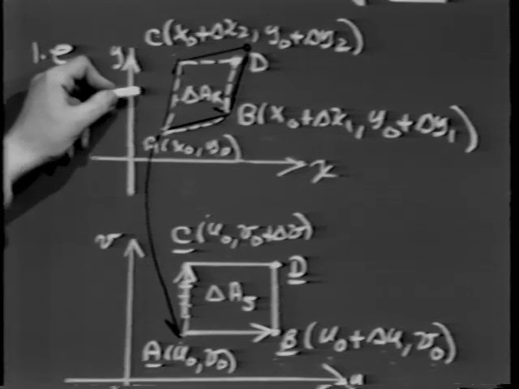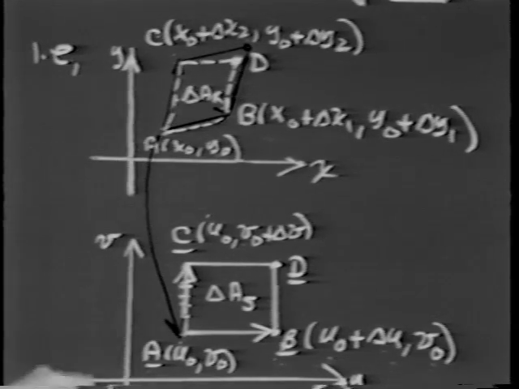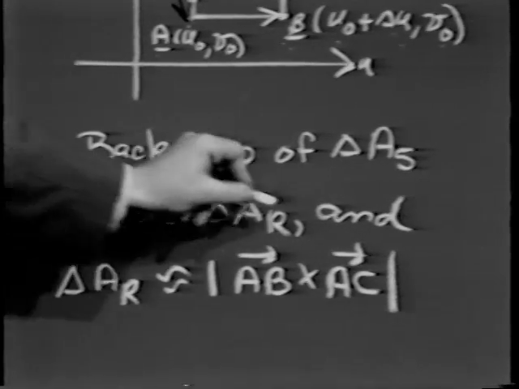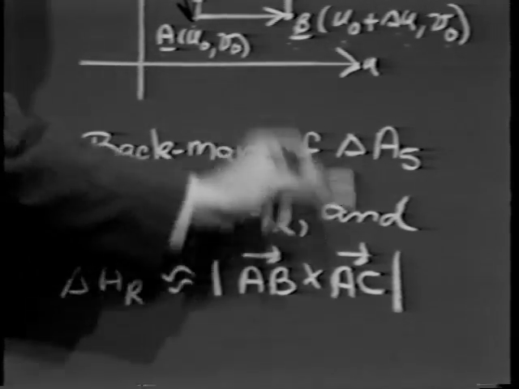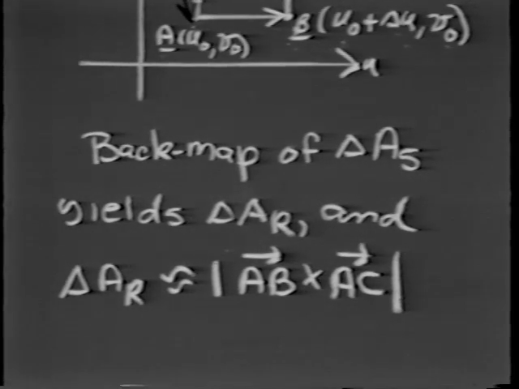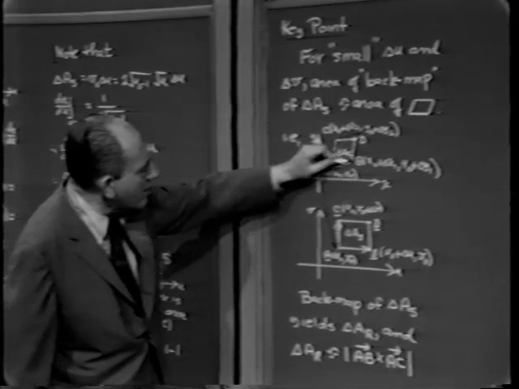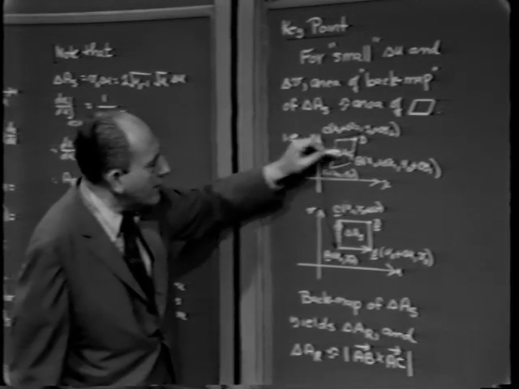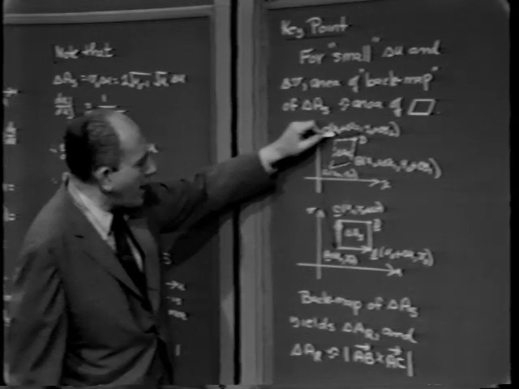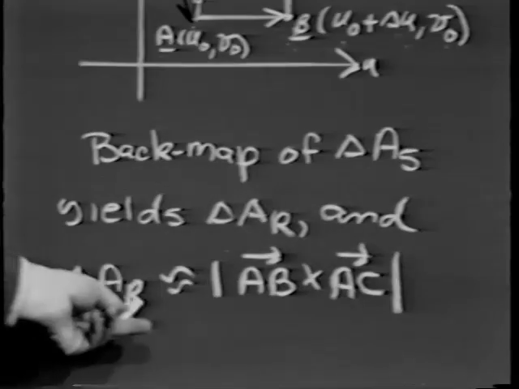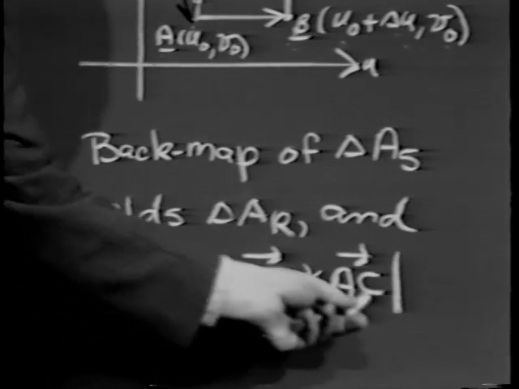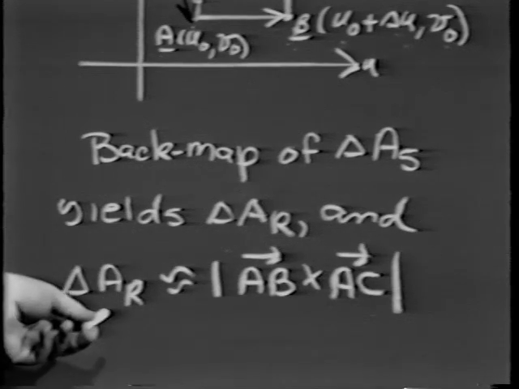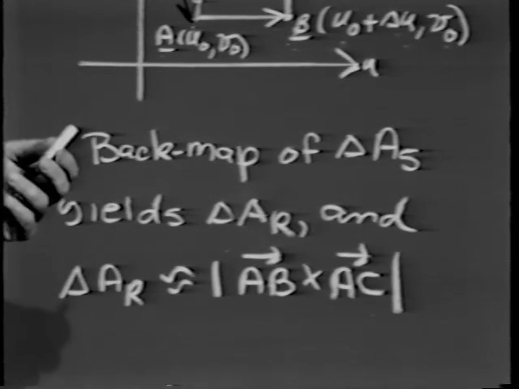In other words, again, the key point is this. The back map of delta A sub S yields delta A sub R, but that delta A sub R is approximately this parallelogram, and the area of this parallelogram is exactly the magnitude of the vector AB crossed with AC. In other words, the approximation comes in because this is exactly the area of the parallelogram, but delta A sub R is only approximately equal to the area of the parallelogram.